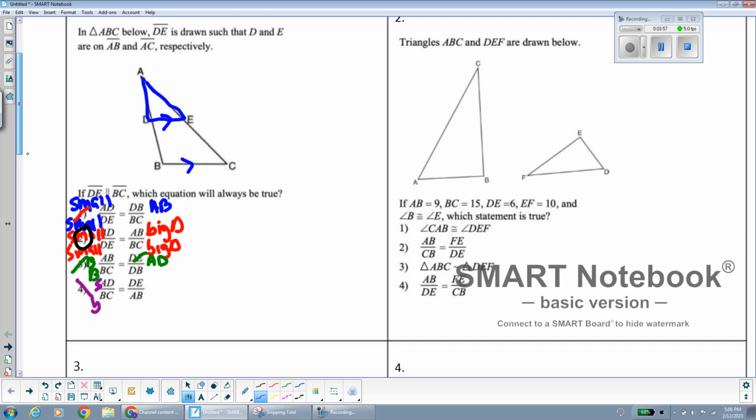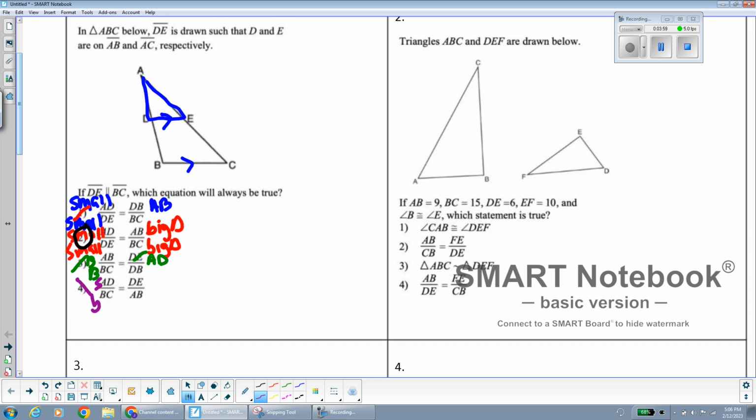Okay, let's take a look at question number 2. We have two triangles drawn, triangle ABC and triangle DEF. AB is 9, BC is 15, DE is 6, and careful, I don't know these are right triangles. It might look like it from how the diagram's drawn, but we never trust diagrams, so don't assume that these are right triangles.